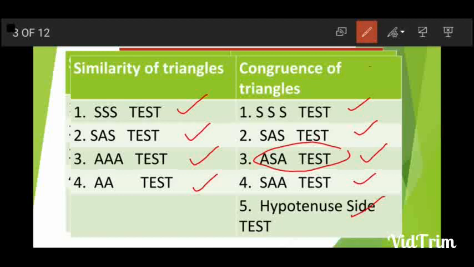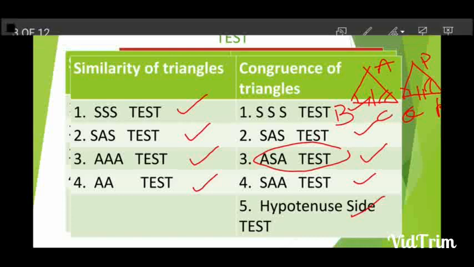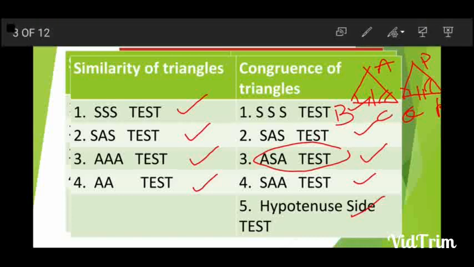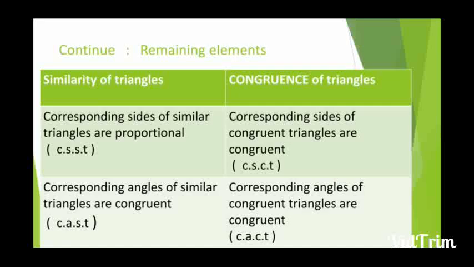In the ASA test, if there are two triangles, for example, this is triangle ABC and this is triangle PQR. Angle B will be congruent to angle Q and angle C will be congruent to angle R. Then the side which is included between them, that is side BC, will be congruent to side QR. Then we can say that both the triangles are congruent by ASA test. I hope you have understood this test. Now let's move to the next slide.